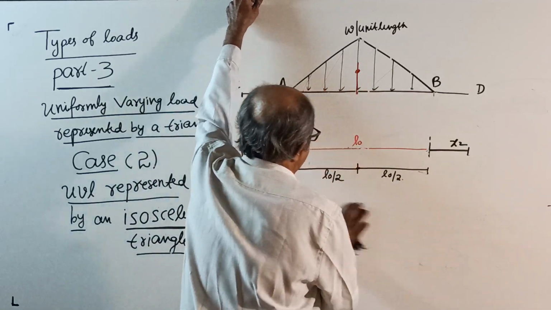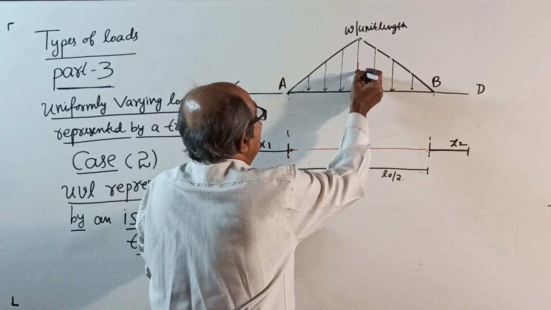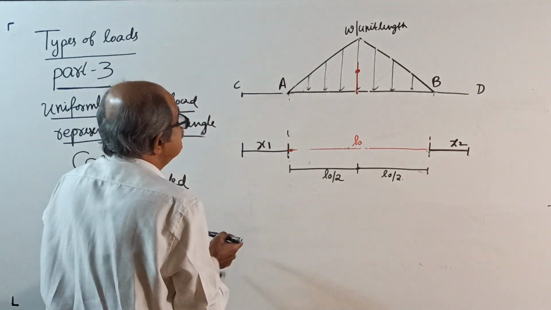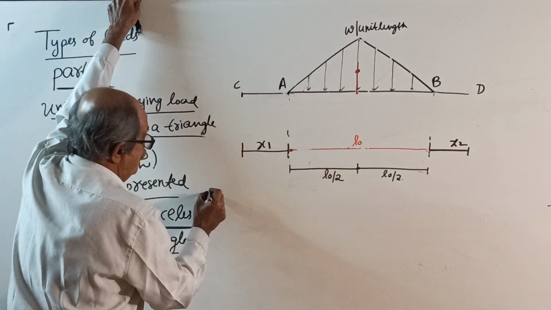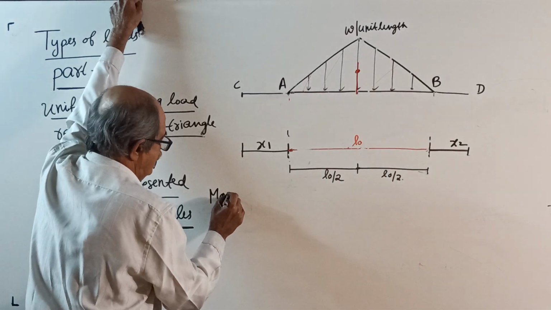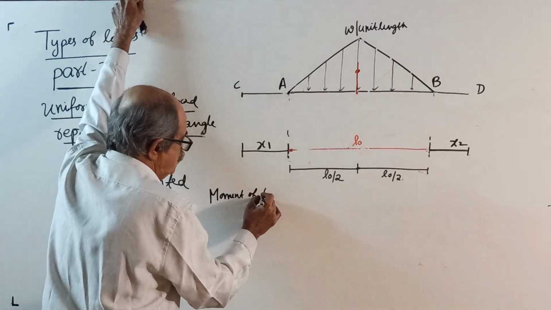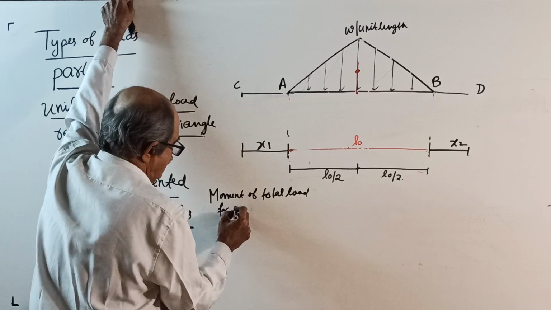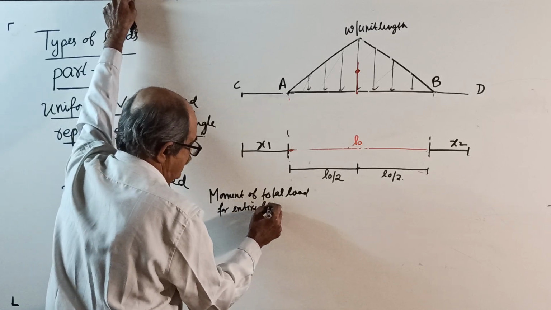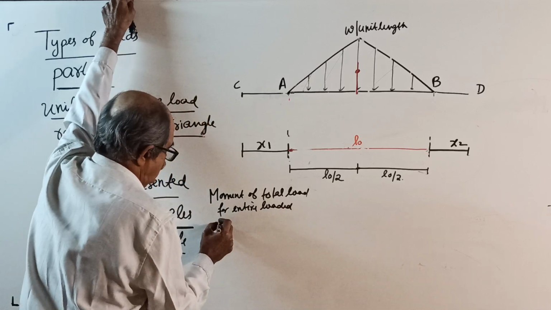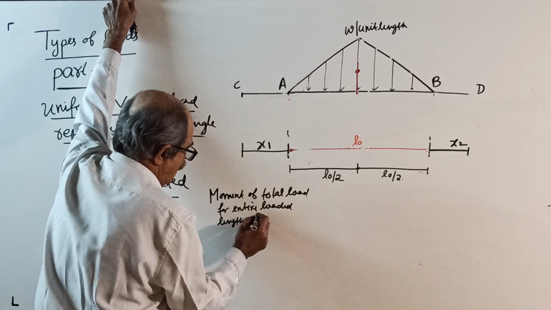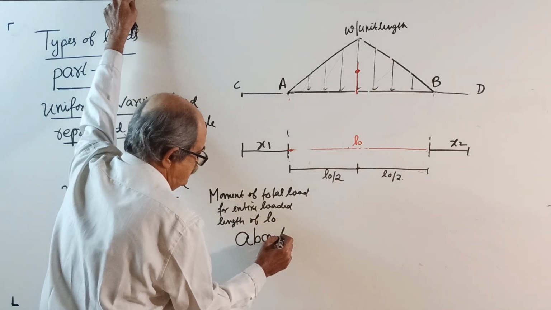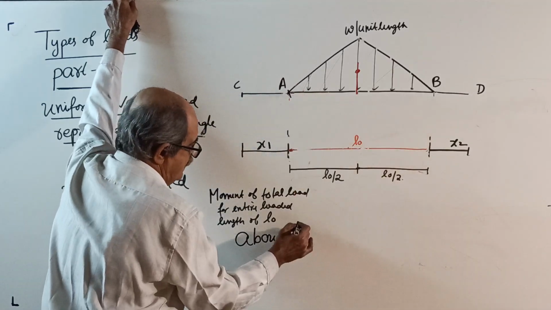Now, actually, when you mark the centroid here, it is L naught by 2. Now see correctly what you want. Now we want the moment of the total load for the entire loaded length of L naught about A.